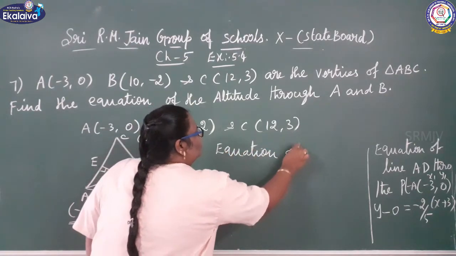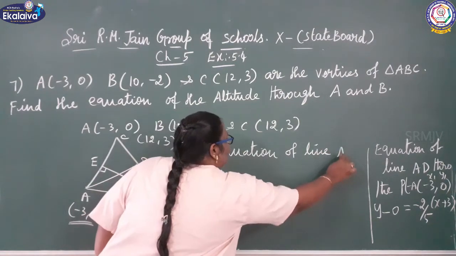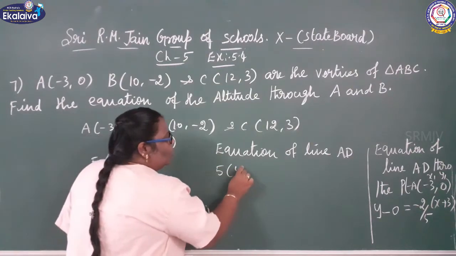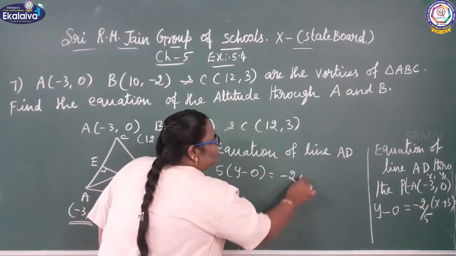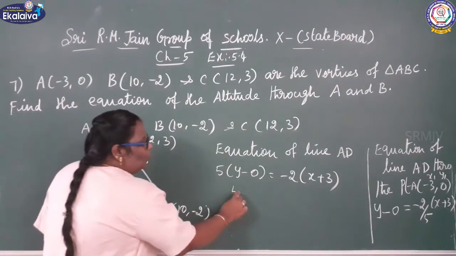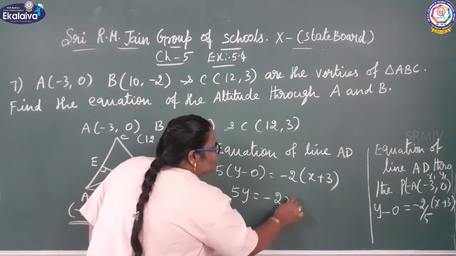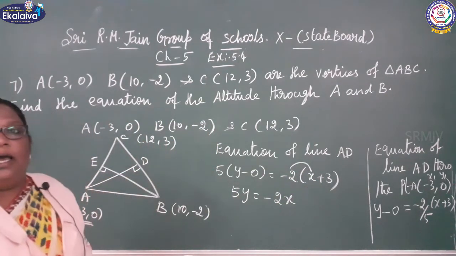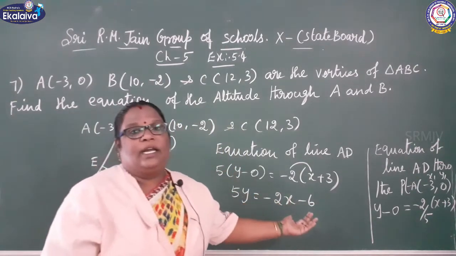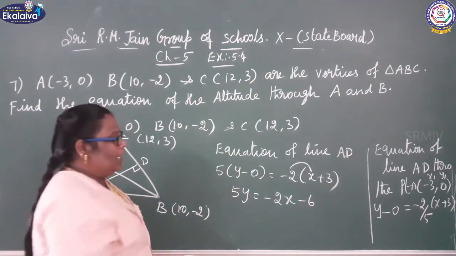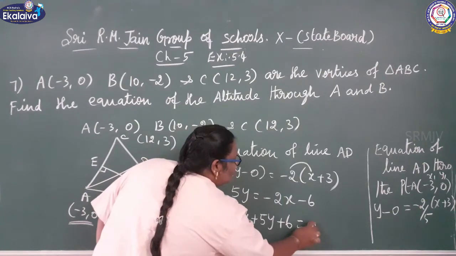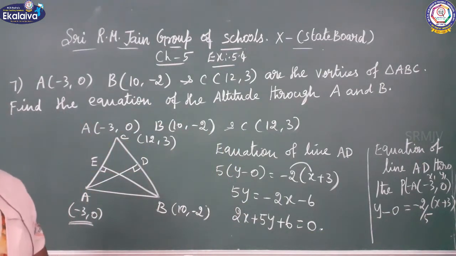So equation of line AD: 5 into y minus 0 equals minus 2 into x plus 3. So 5y equals minus 2x, you bring minus 2 inside, minus 2x minus 6. X is negative, so you can bring it to the left hand side. So 2x plus 5y plus 6 equals 0. This is the equation of the line AD.